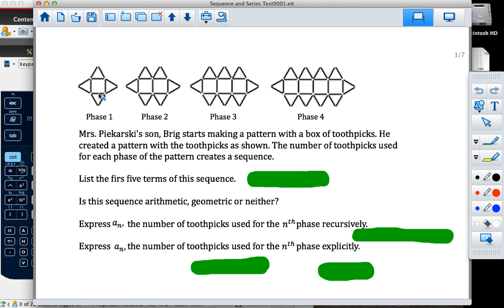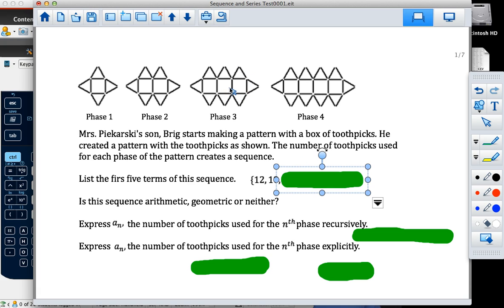Each of these lines is a separate toothpick, so you count all the lines. With the first phase of the sequence, you have 3, 6, 9, 12. So the first phase you have 12. And then the second one, if you just count the triangles, you have 1, 2, 3, 4, 5, 6 triangles. So 6 times 3 is 18, plus this center strip, so that's 19. That's the second one.